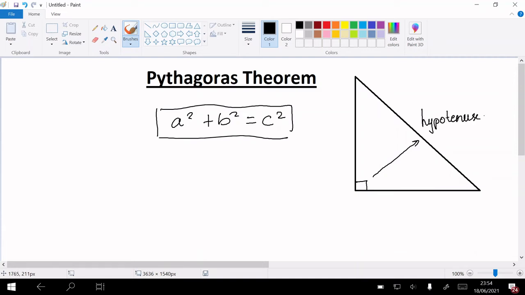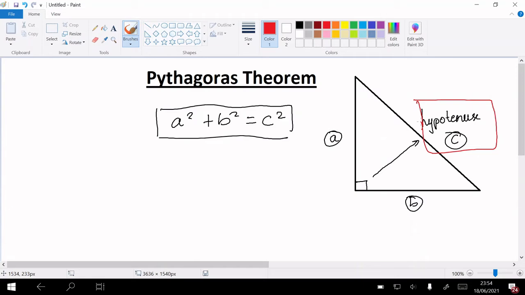Perfect. And now here's the thing. The hypotenuse will always, 100%, be C. That is the side called C. And it doesn't matter which side A and B are. This can be A and this can be B, or this can be B and this can be A. It doesn't really matter. But C must always be the hypotenuse. Make sure you keep that in mind. C cannot be anything else. It must be the hypotenuse, but A and B can change.